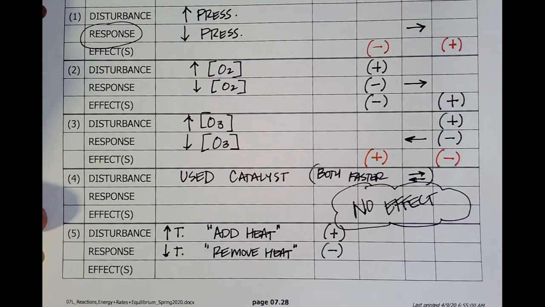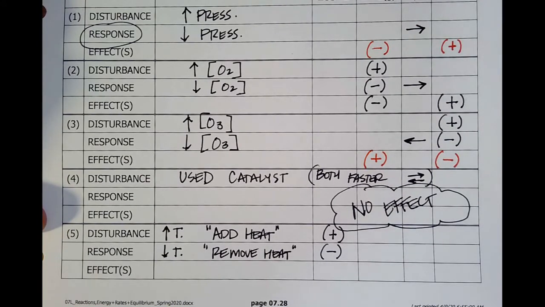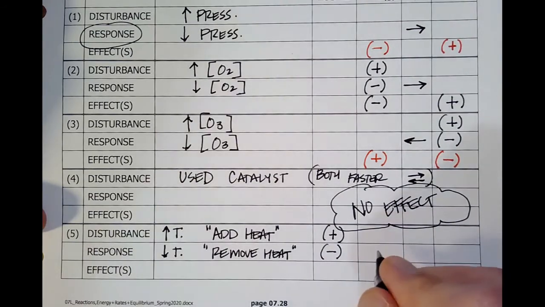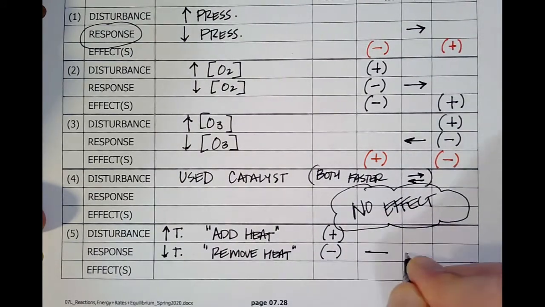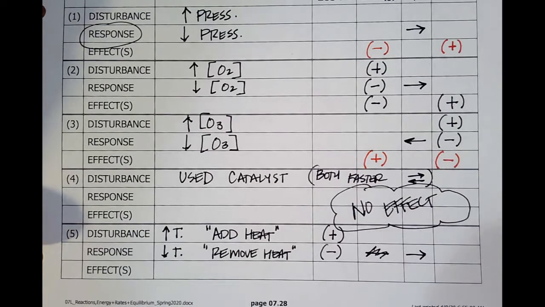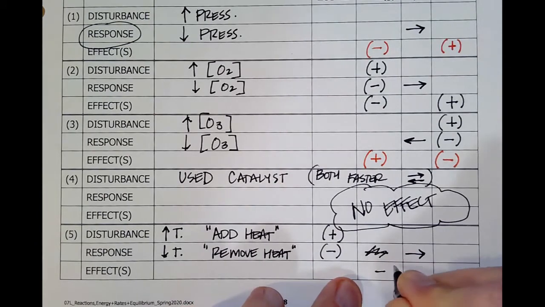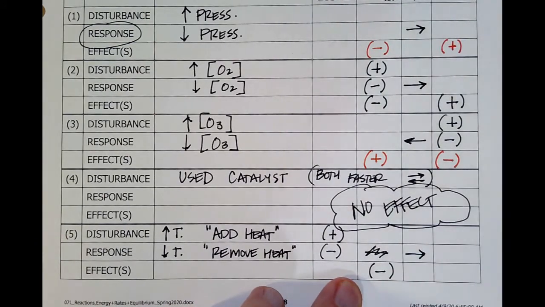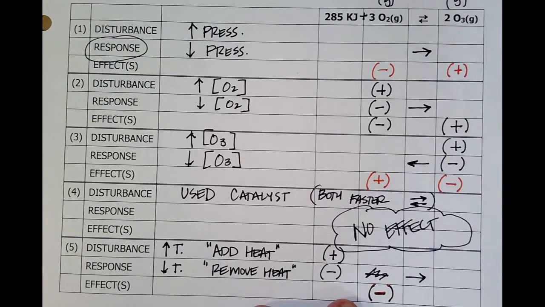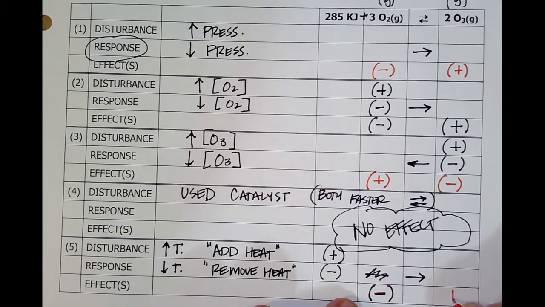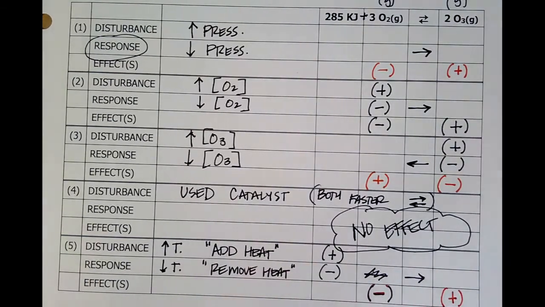Now I can think about the heat as a reactant, like any other reactant. If I want to remove it, I'm going to run the forward reaction to quote-unquote use up the heat. Well, I'm going to decrease the concentration. I should have used red again. Dang it. I'm going to decrease the concentration of O3, and I'm going to increase the concentration of O2.